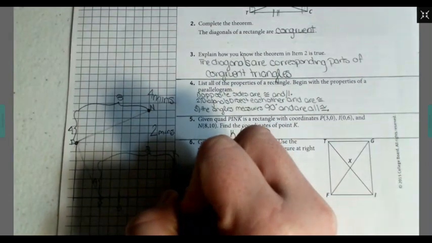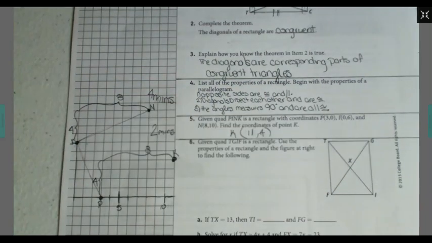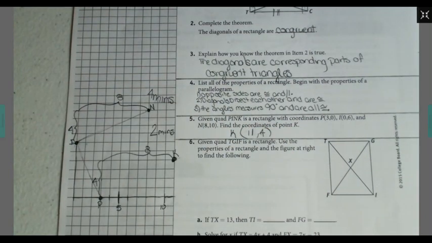So that would have been 10 minus 6 would have been 4, and 8 plus 3 would have been 11. So there are a couple of ways you could have come up to this point K that's located over here. On to the next set of questions.